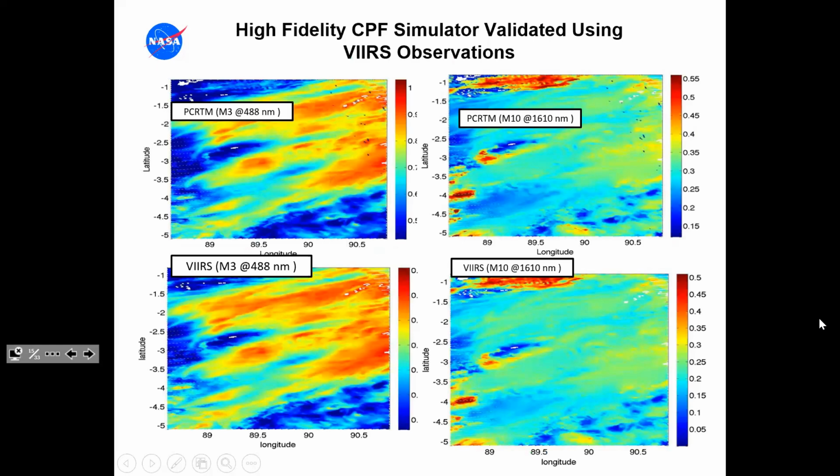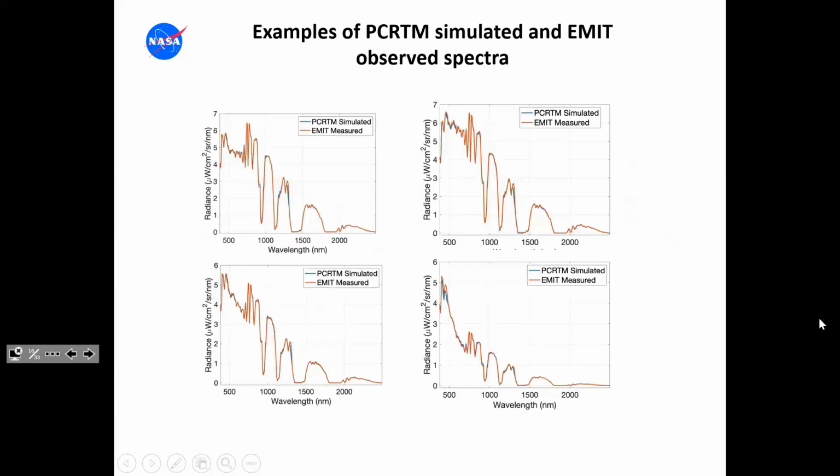So this is just another example of using PCRTM to simulate the VIIRS observation. You can see the simulated and observed ones agree with each other pretty well.